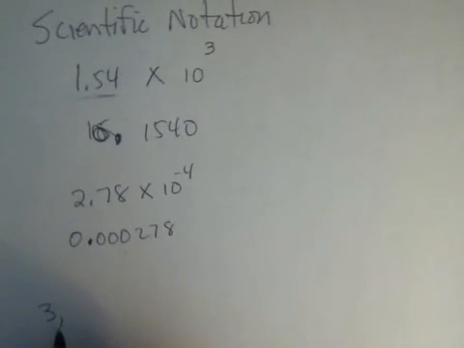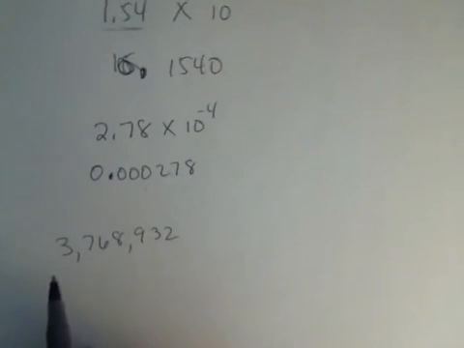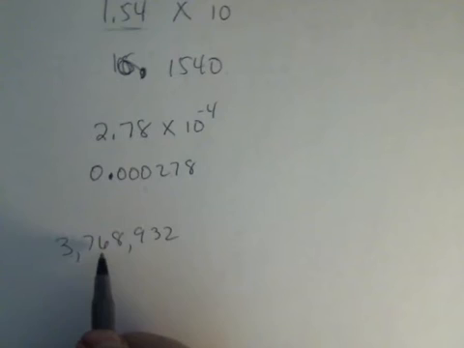So if I had 3,768,932, and I want to write this in scientific notation, and then I want to round it to 3 significant figures. Now, we don't do a lot with significant figures. I personally don't care for them, but you may come across a question or two that asks you to do that. So 3 significant figures, well, it's going to be 3 digits, okay? But keep in mind, you've got to round.